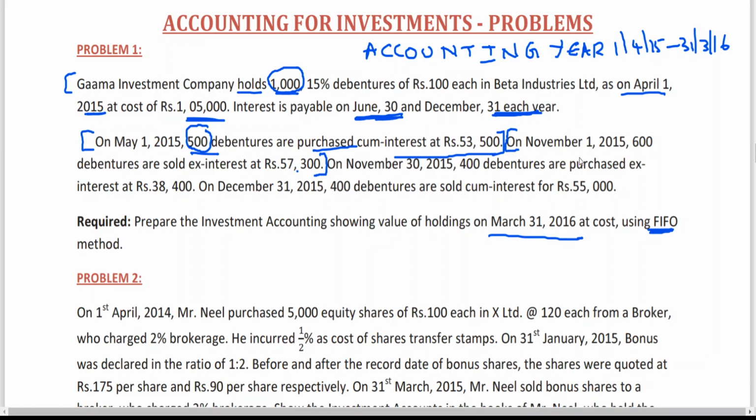When it has been sold, November 1st 2015, what was the last date of payment before November 1st? Not 31st December, it is 30th June. 30th June means July, August, September, October. How many months after? After 4 months it has been sold.